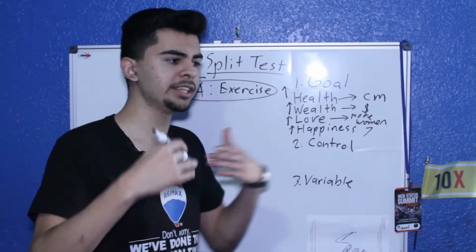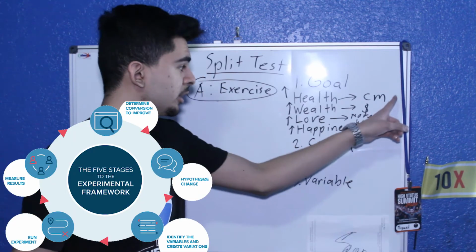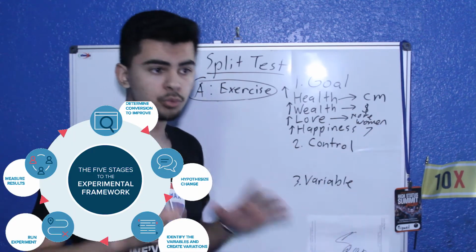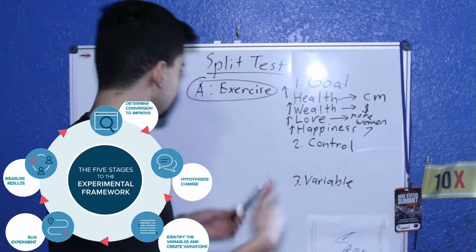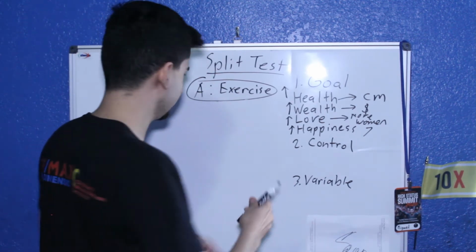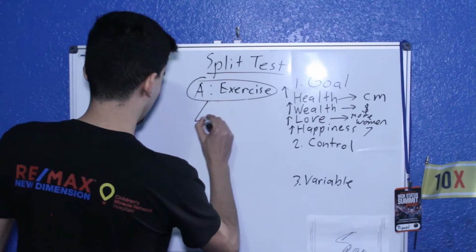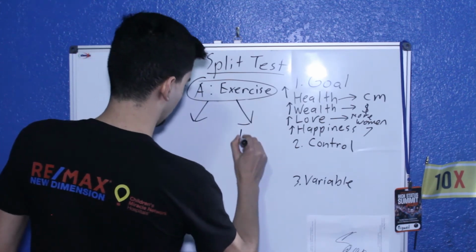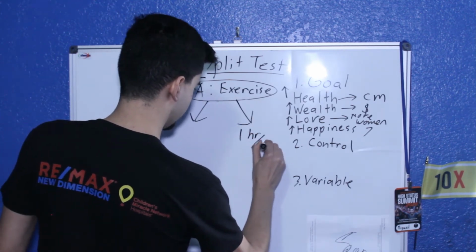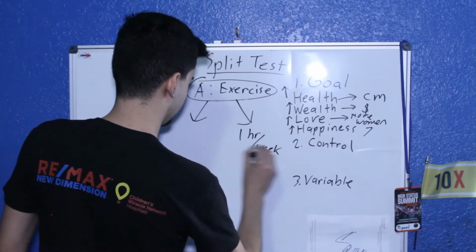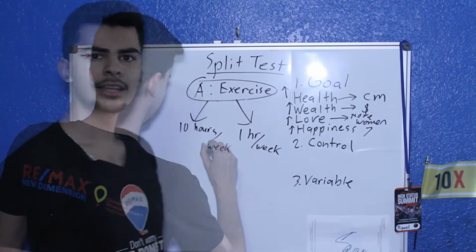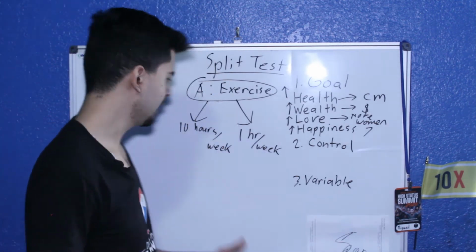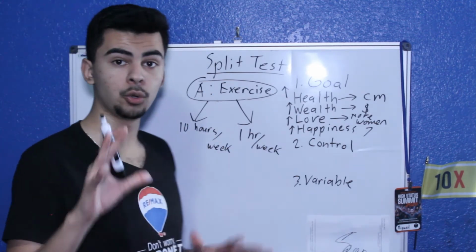Actually, when you are running these tests, you really do want to be looking at all 4, because there are 100% tests. So let's say health, exercise, right? So now you're testing 1 hour a week versus 10 hours a week. And you run this test and you're like, holy crap, maybe your goal's weight.